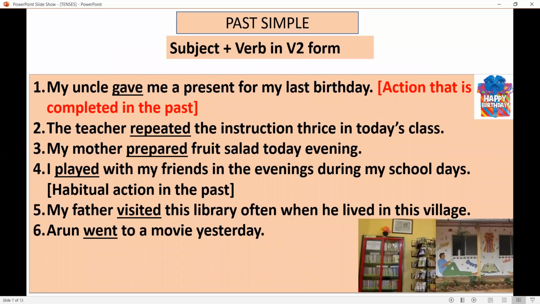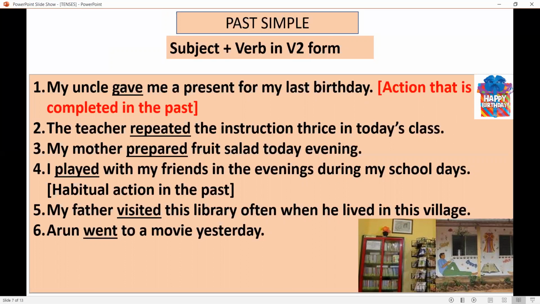First one is past simple. It is also a simple usage, that is subject plus V2 form, verb form. It is past form. My uncle gave me a present for my last birthday. So that action is completed in the past, because for my last birthday, it indicates that the action happened in the past. Another example, the teacher repeated the instruction thrice in today's class.